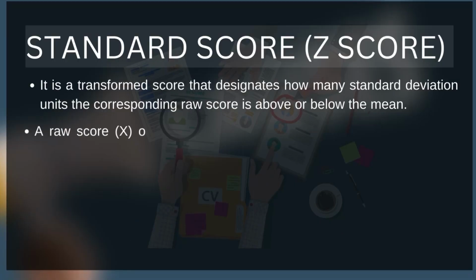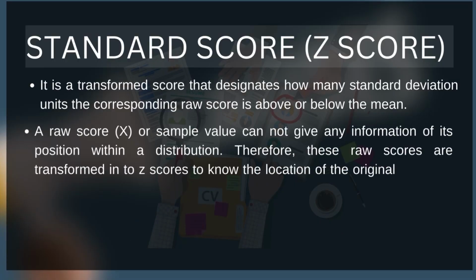A raw score, say X, or sample value cannot give you any information of its position within a distribution. So, in order to understand the position of these raw scores, the raw scores are transformed into Z scores to understand the location of the original scores in the distribution. The Z scores are also used to standardize an entire distribution.